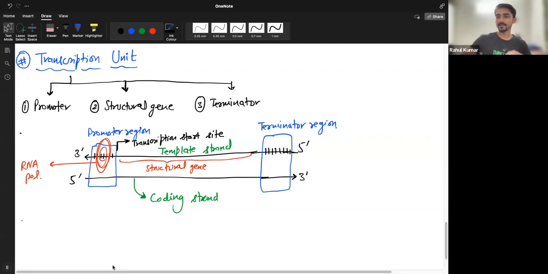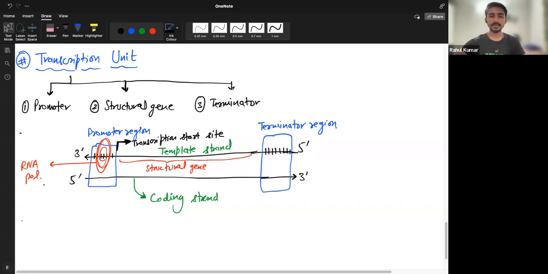Yeah. So this is a schematic of a transcription unit. A promoter, structural gene, and terminator region are there. This is how we show the direction of transcription by an arrow, which goes from the promoter region towards the terminator region, and the promoter region is where the RNA polymerase sits.